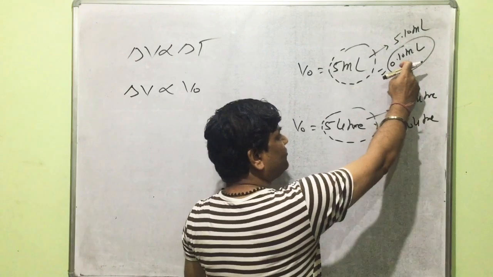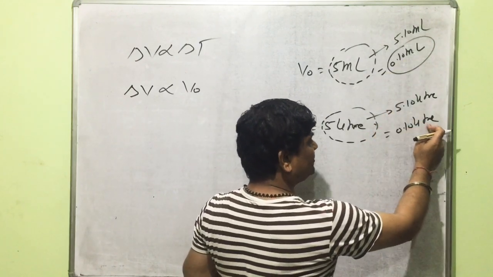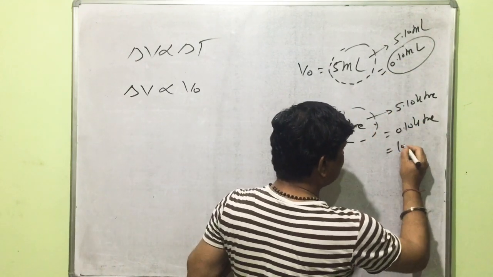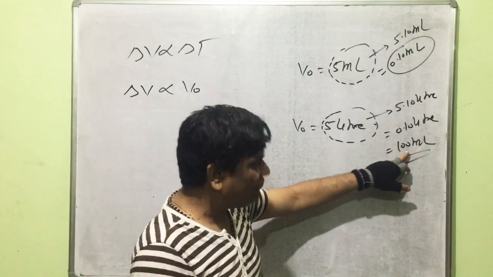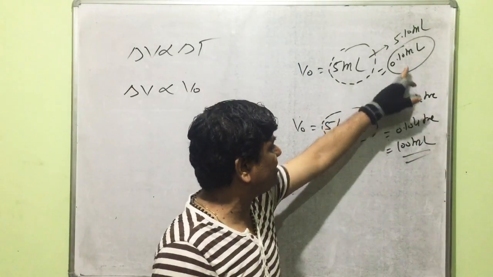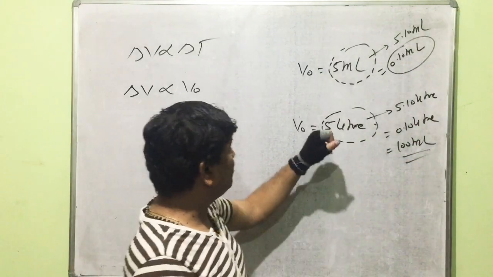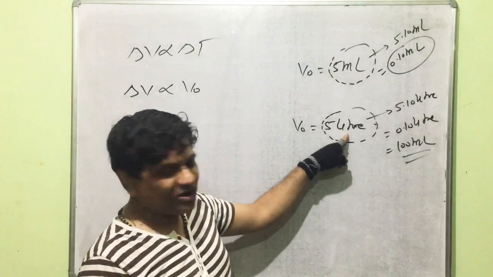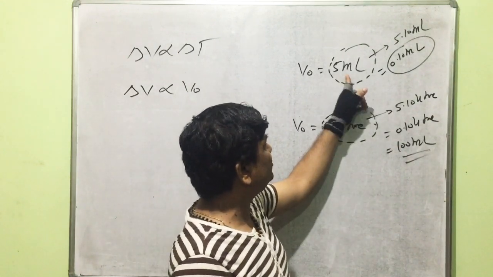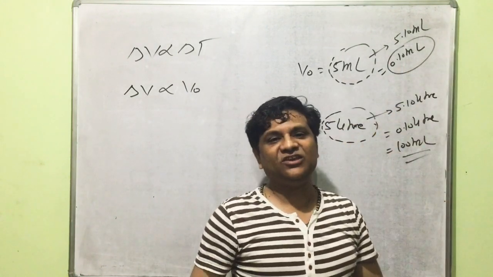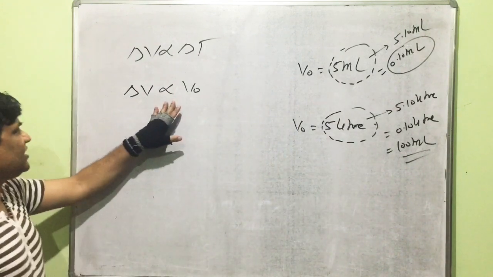So this is 0.1 milliliter. This is 0.10 liter, which is equal to 100 milliliter. So this value is very large as compared to this here. What does it mean? The more the original volume, the more will be the change in volume. The less the original volume, the less will be the change in volume. So this is clear now.